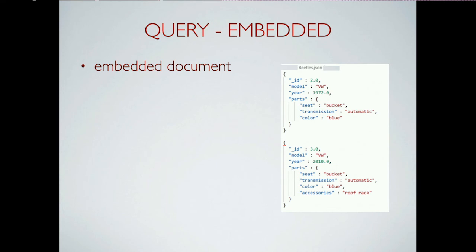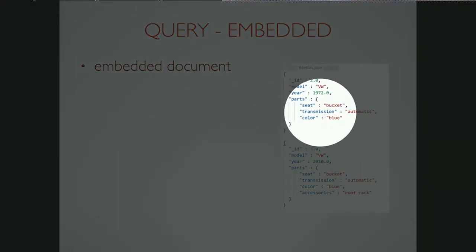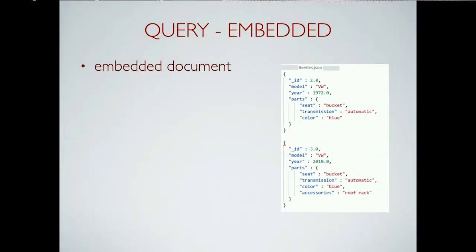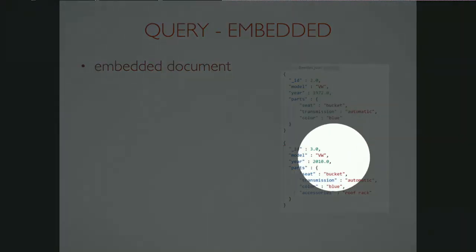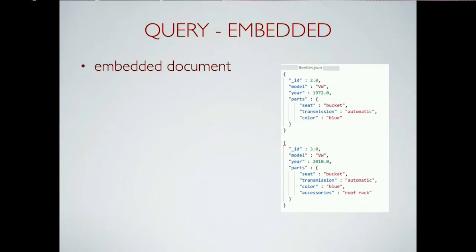So we've got an embedded document, and notice that parts, in a SQL world, would be a related table, right? This parts has a curly brace in front of it and a curly brace at the end, meaning it's a collection of name value pairs. It can be a complex object, but in this case it's not. I've got seat, transmission, color in both cases, but I also have this accessories at the bottom, which doesn't exist in the top record. So how do we handle that?